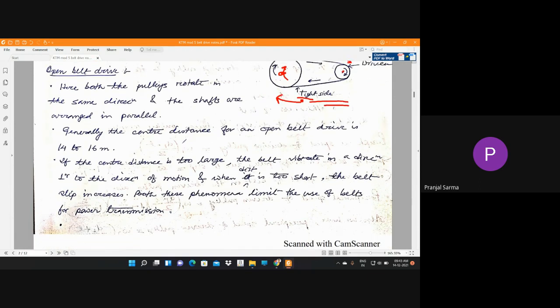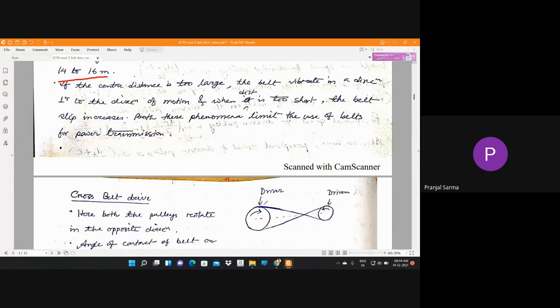The shafts are arranged in parallel. Generally, the center distance, which is the center-to-center distance between the two shafts, is 14 to 16 meters for an open belt. If the center distance is too large, the belt tends to vibrate in a direction perpendicular to the direction of motion. If the distance is too short, the slip in the belt increases. Because of these two situations, the use of the open belt type is somewhat restricted for higher transfer of motion.